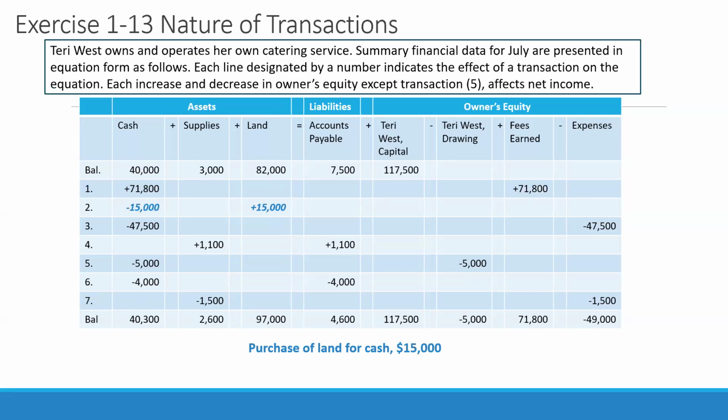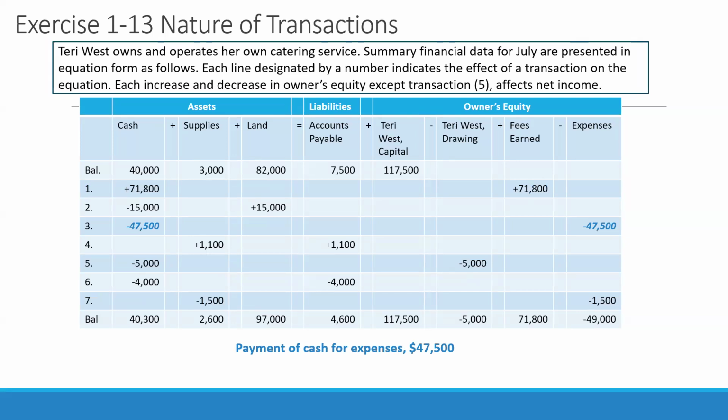The purchase of land for cash does not impact net income. I don't know why it says except transaction 5, but the land does not impact net income because you're increasing one asset, decreasing another asset by purchasing the land for cash. The payment of cash for expenses, you have a reduction in cash and a reduction in owner's equity via expenses.